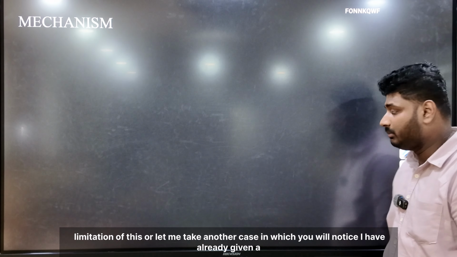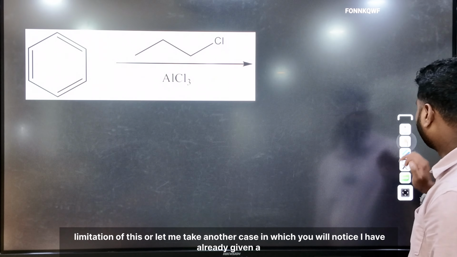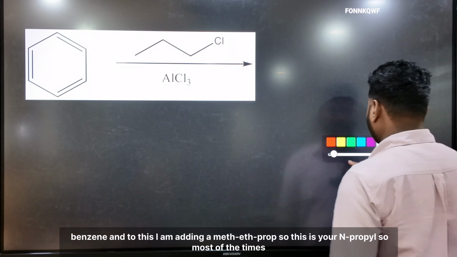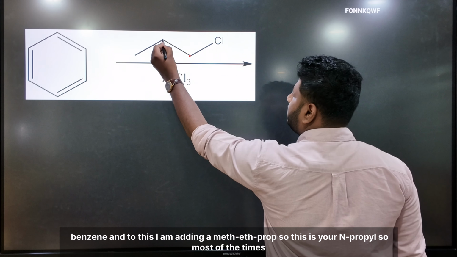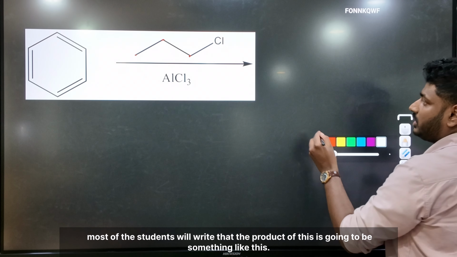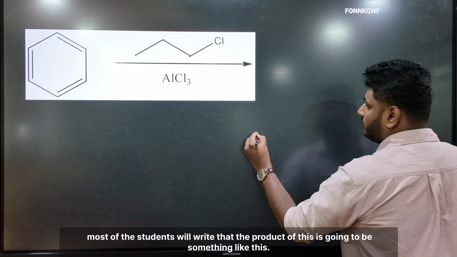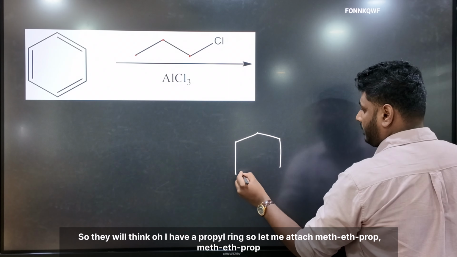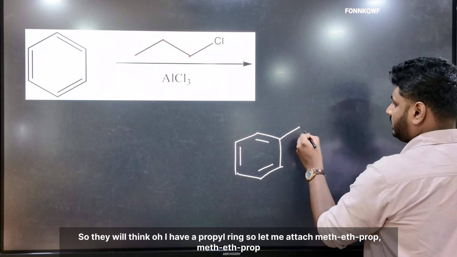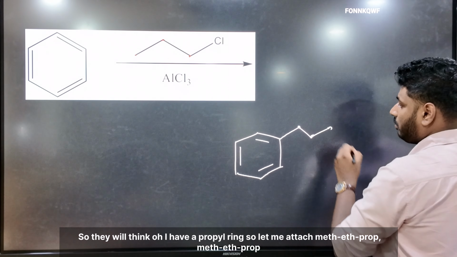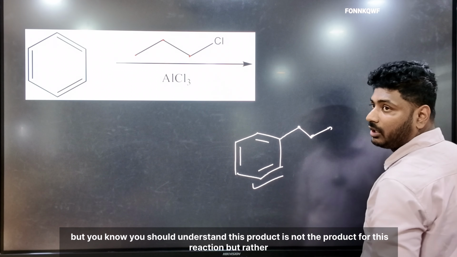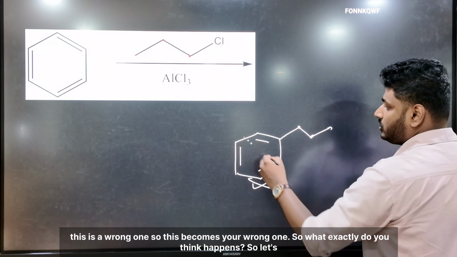Now what do you think is the limitation of this? Let me take another case in which I have already given a benzene, and to this I am adding an n-propyl chloride. So this is your n-propyl. Most of the time, most of the students will write that the product of this is going to be something like this. They will think, oh, I have a propyl group, so let me attach the propyl. But you should understand, this is not the product for this reaction, but rather this is a wrong one. So this becomes your wrong one.